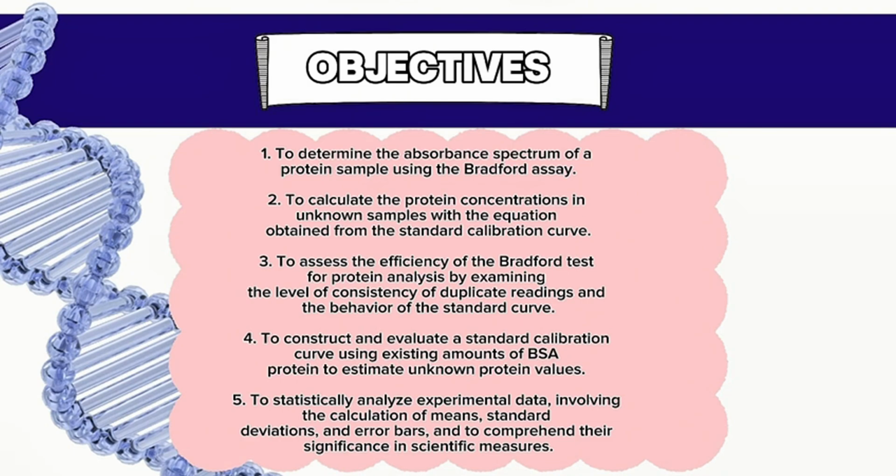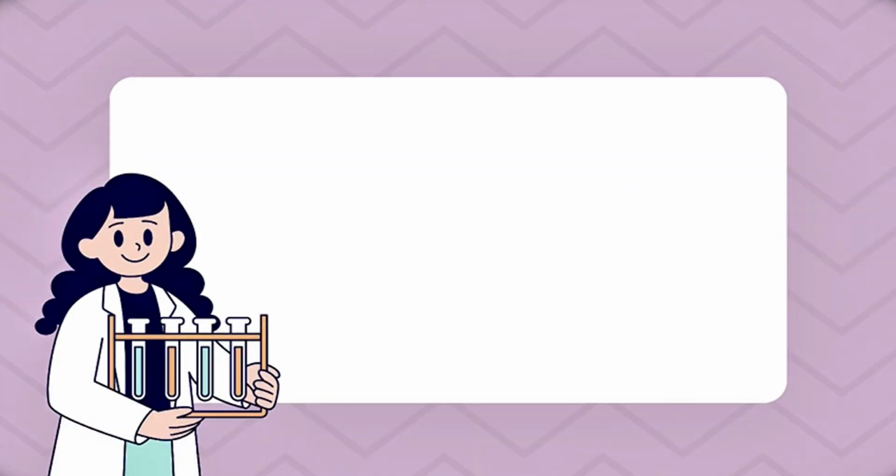Number 4, to construct and evaluate the standard calibration curve using existing amounts of BSA protein to estimate unknown protein values. Number 5, to statistically analyze experimental data involving the calculation of mean, standard deviation, and error bar, and to comprehend their significance in scientific measure.